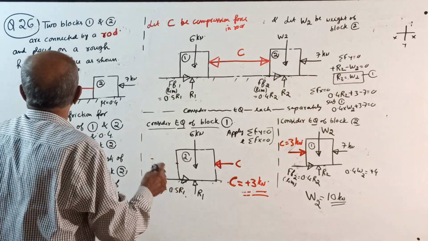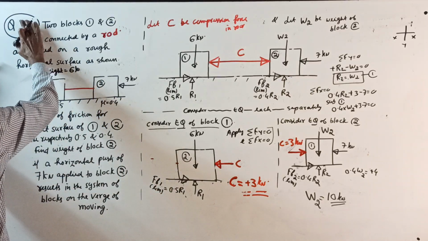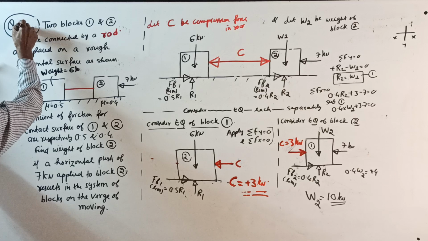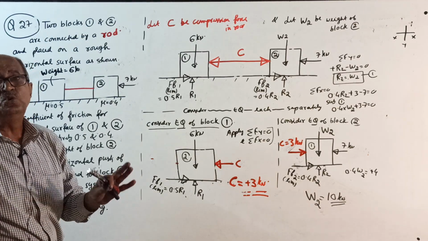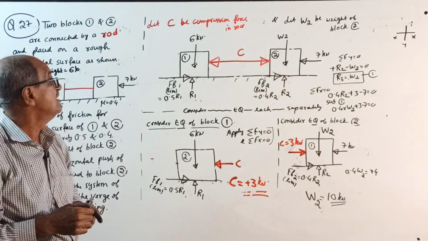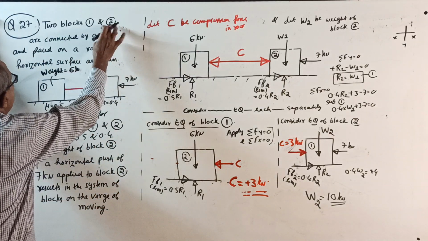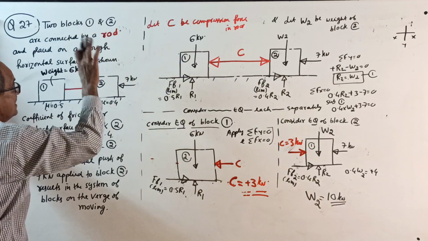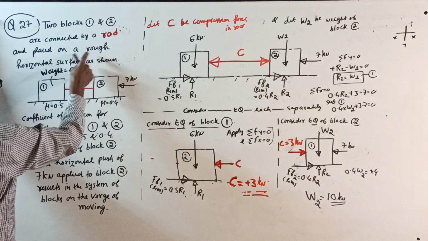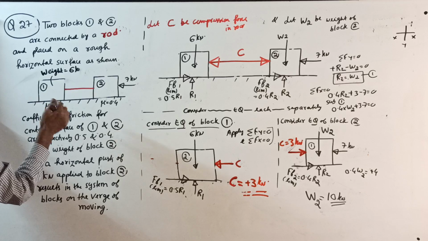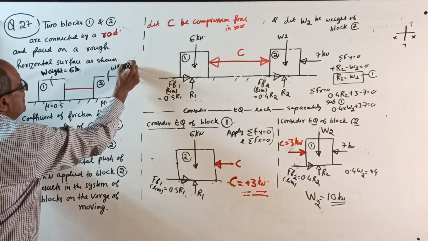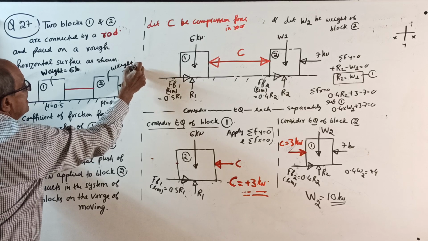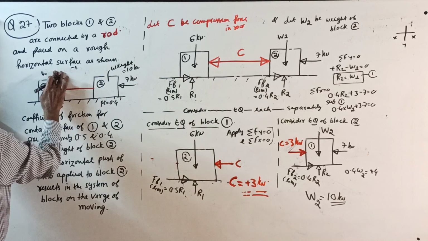Now the last question for today, 27. Okay, now again I will change the question. You should do it independently, don't do it like this. 2 blocks 1 and 2 are connected by a rod once again and placed on a rough horizontal surface as shown. Now I write here weight equal to 10 kilonewton.